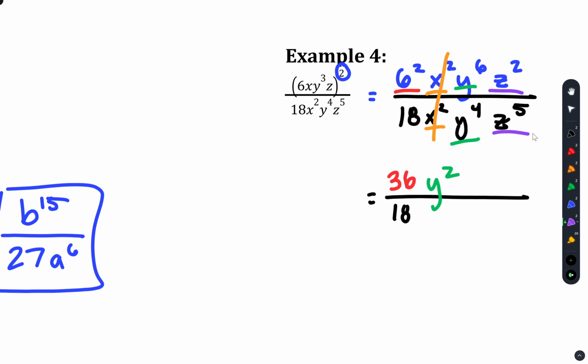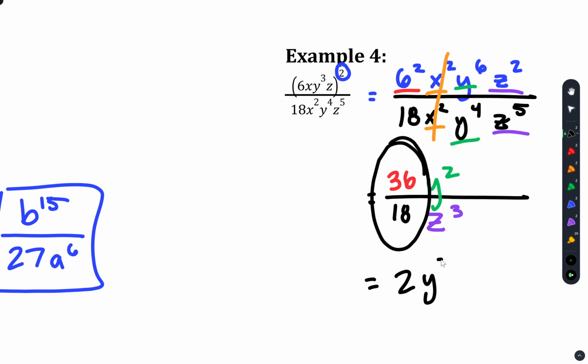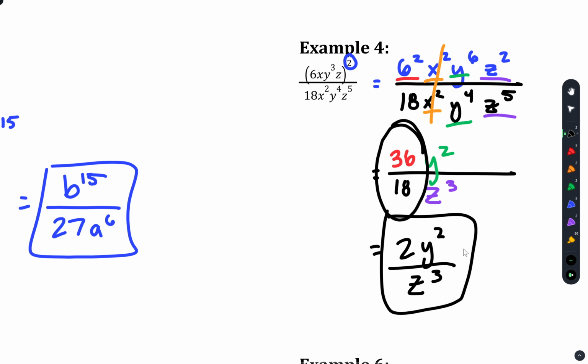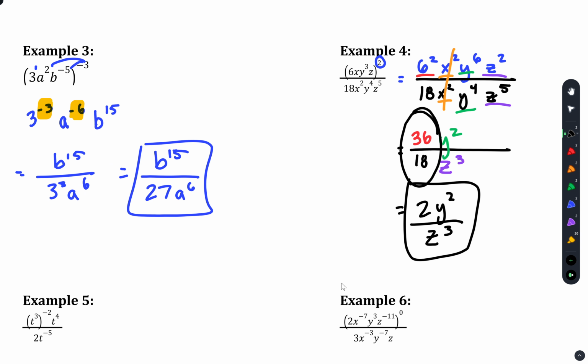Z to the... yeah, Jacob. And the top or the bottom? Beautiful. Is this simplified? What do we still need to do to it? 36 over 18 simplifies to what? 2. Beautiful. Okay, 2 more.